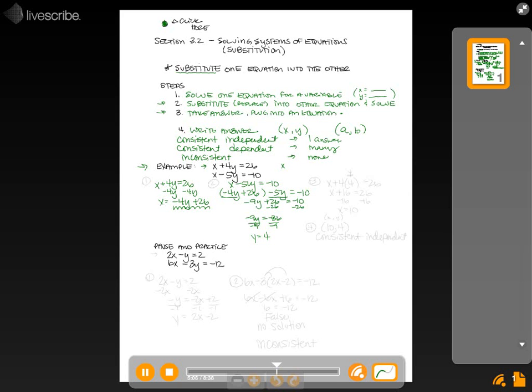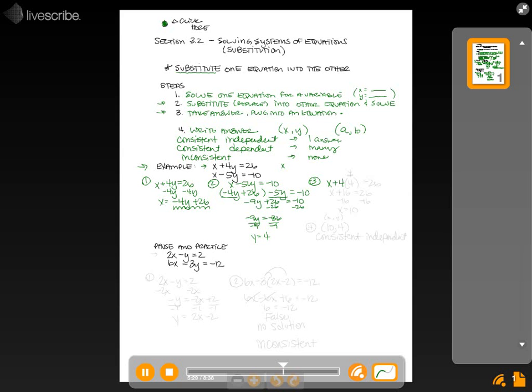Step 3 says we're going to take that answer and plug it back into one of the two original equations. I'm probably going to pick the first one because the second one has negatives in it. I could plug it into the second one, though, and I would get the same answer. So this was step 1, step 2, step 3. We're going to switch out all the y's now for 4's.